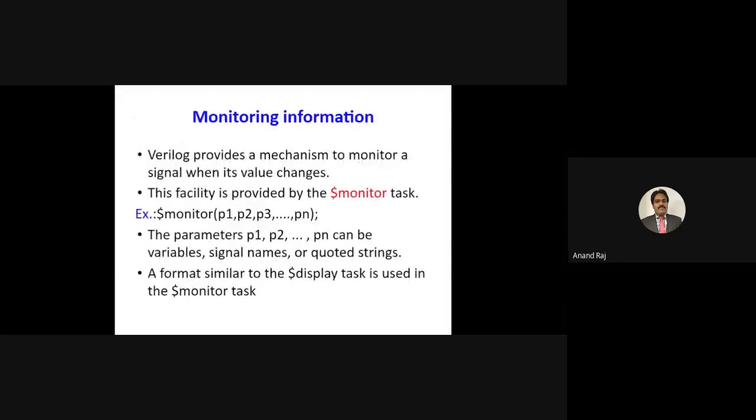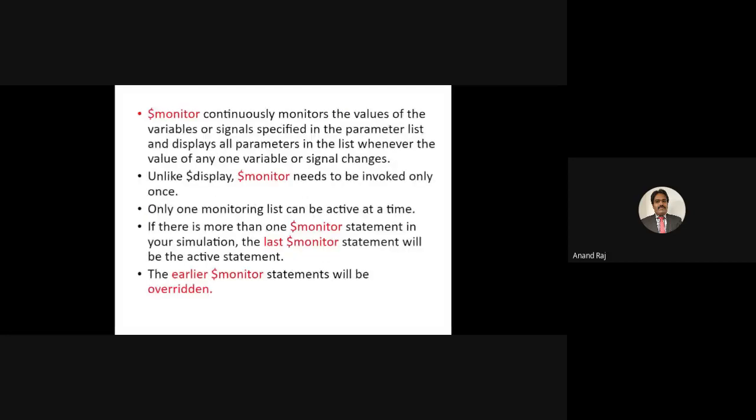Monitoring information. In order to monitor the value, Verilog provides a mechanism to monitor a signal when its value is changed. This facility is provided by the $monitor task. $monitor P1, P2, P3, up to Pn. The parameters P1, P2, Pn can be variables, signal names, or quoted strings. A format similar to the $display task is used in the $monitor task. So $monitor is used to monitor the information.